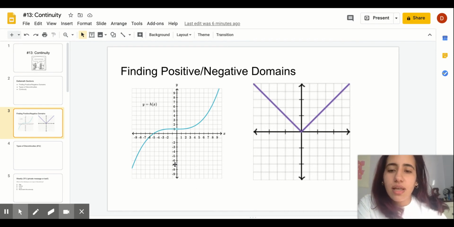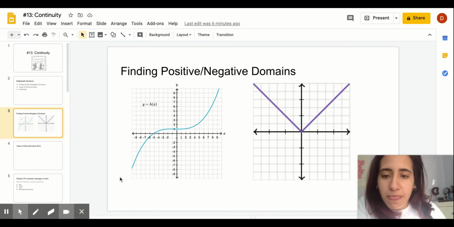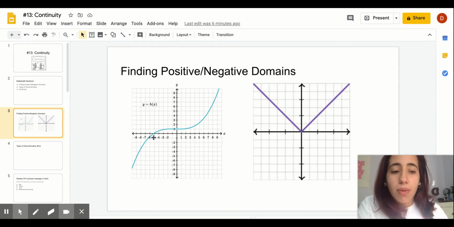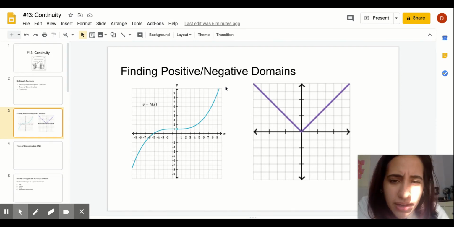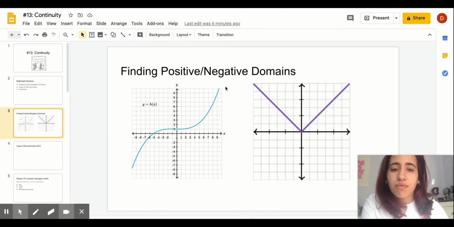So in this left-hand graph, you see that it's an increasing function: as x increases, y increases, but there are different positive and negative domains. This function is negative, it's below the x-axis, until x equals -5. Then the positive domain would be from -5 all the way up to 9 or 10, past 9. If there were arrows, it would be to infinity.